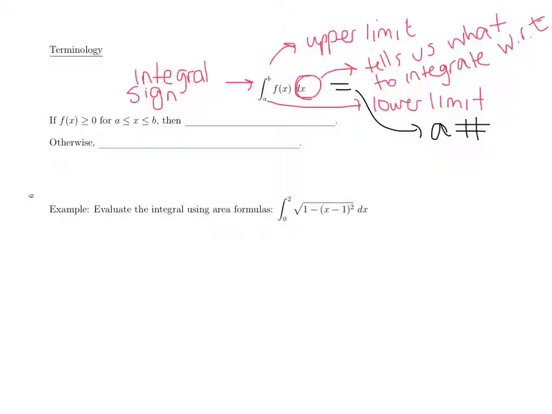And in particular, when I talk about area, as long as our function is always positive, so that's what this statement here says, right? If our function is always positive on the bounds that we're integrating, then this integral from a to b of f of x dx is going to give us the area under the curve.